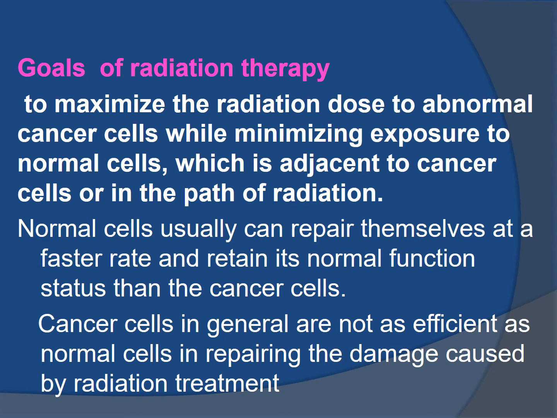Goals of radiation therapy: to maximize the radiation dose to abnormal cancer cells while minimizing exposure to normal cells, which are adjacent to cancer cells or in the path of radiation. Normal cells usually can repair themselves at a faster rate and retain their normal function status better than the cancer cells. Cancer cells in general are not as efficient as normal cells in repairing the damage caused by radiation treatment.